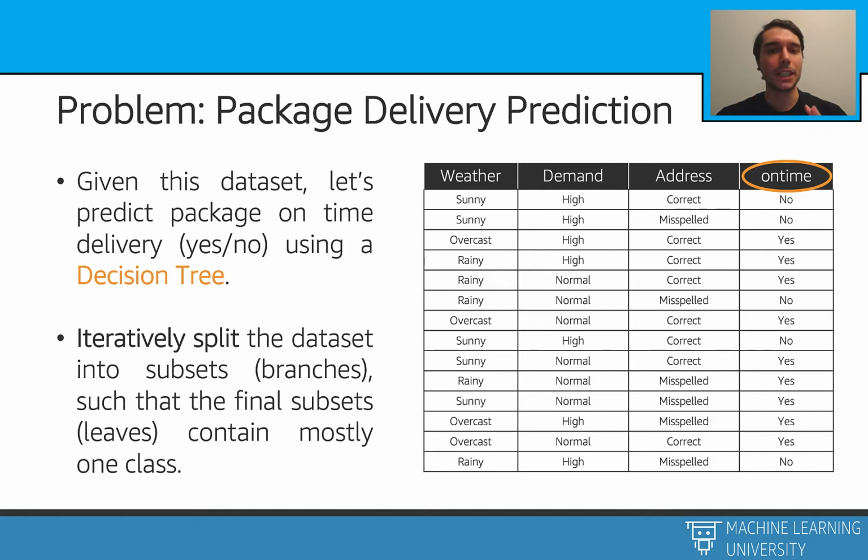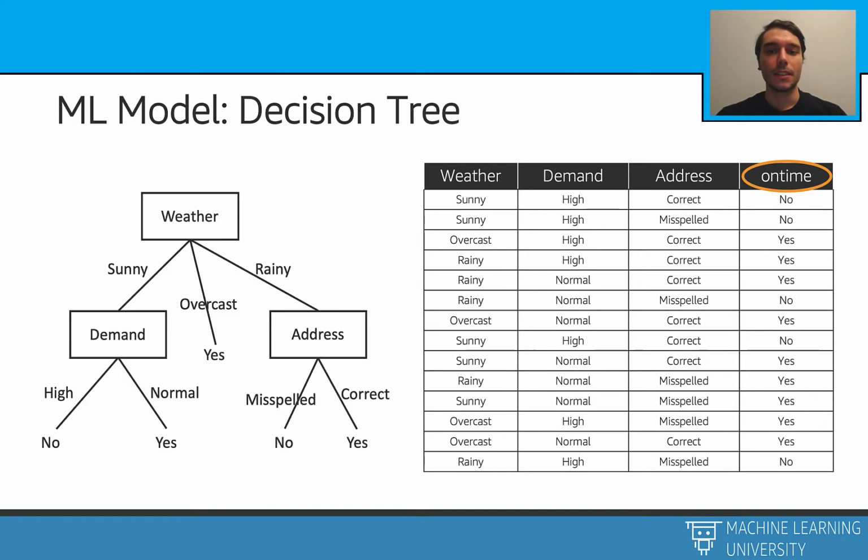We have this package delivery prediction problem. In this problem, we are going to use three features such as weather, demand, and address, and then we will try to correctly classify these data points as being late or on time. Let's fit a simple decision tree on this dataset and try to explain the process.